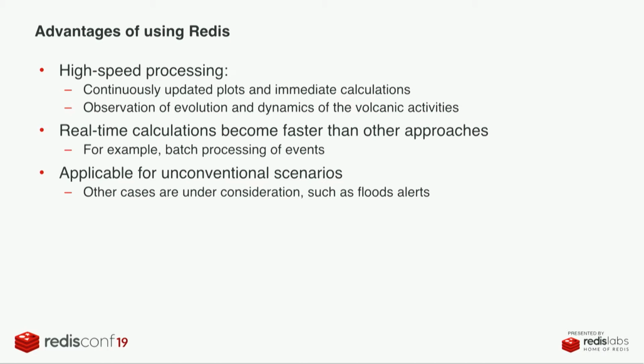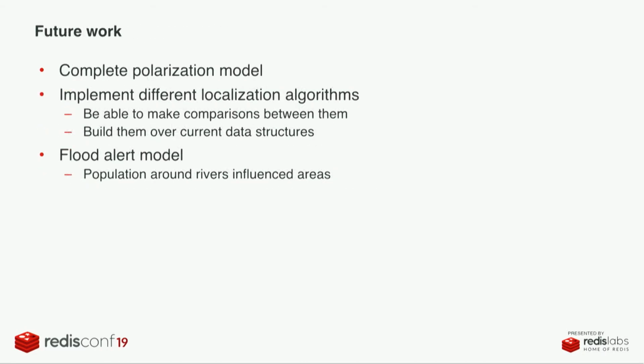Actually, we are considering some other cases such as flood alerts, because, for example, people who live around rivers or influence areas could understand that if the river level is increasing, they maybe need to move to another place. So in that case, they have a model that determines if the flood will happen, so they could alert the people in case the flood will happen.